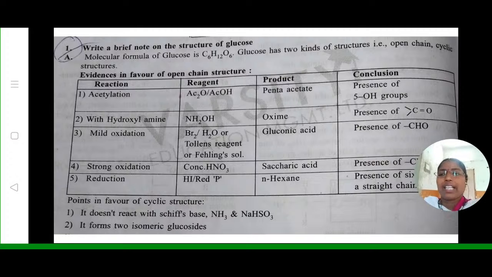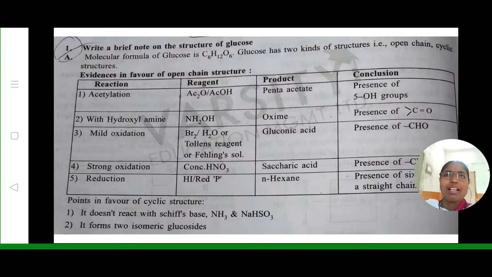Second, with hydroxylamine. In this reaction the reagent is NH2OH, and the product is an oxime. Oximes contain the group C=N-OH.